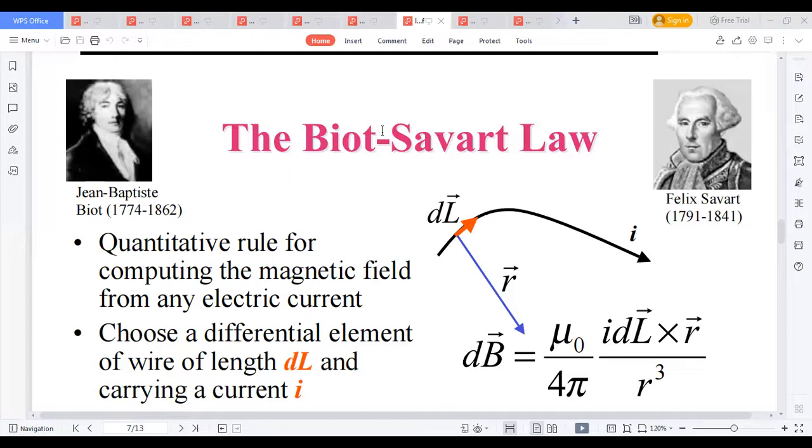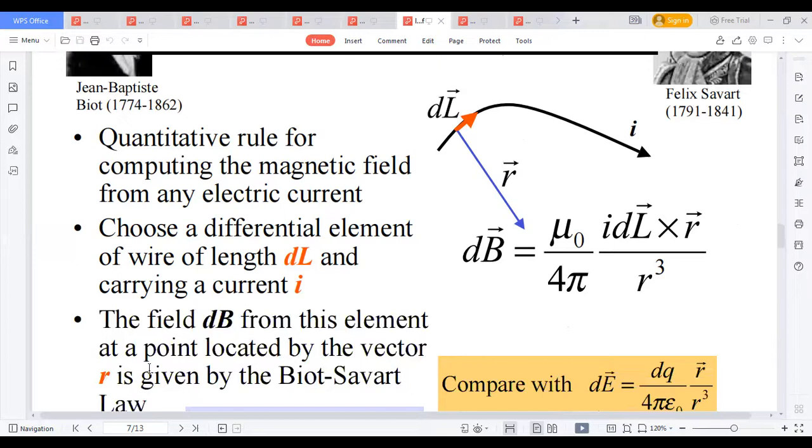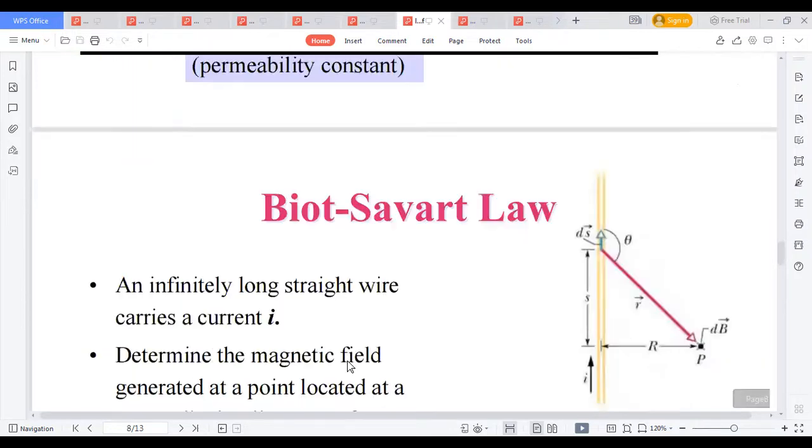So we studied the Biot-Savart's law, and we also discussed its application. For computing the magnetic field from any electric current, we have to choose a differential element of wire length dl carrying current I. The field dB from the element dl at a point located by the vector r is given by the Biot-Savart law, where the permeability constant mu naught is 4 pi times 10 to the minus 7 Tesla meter per ampere.